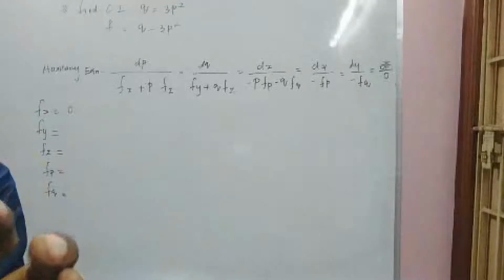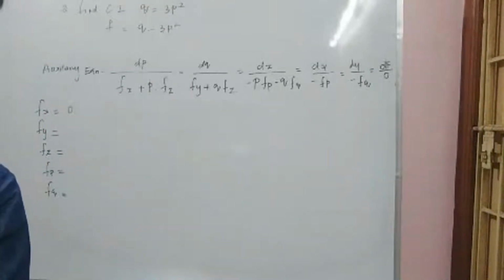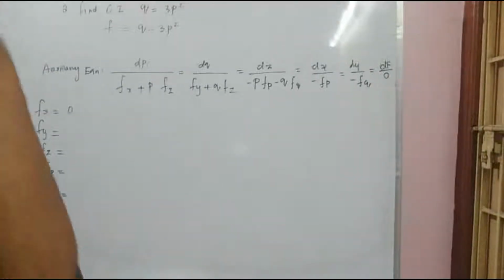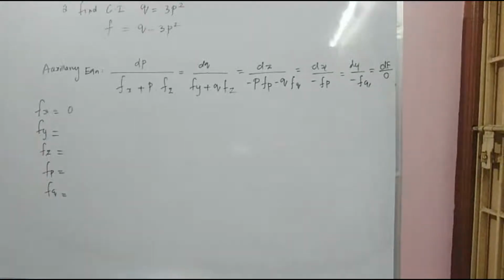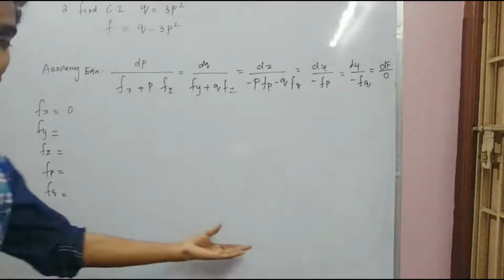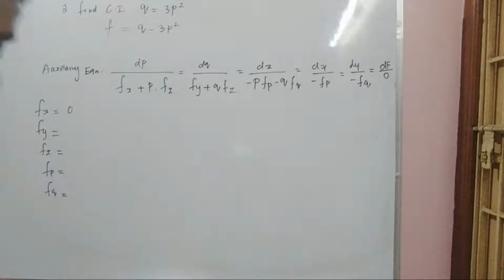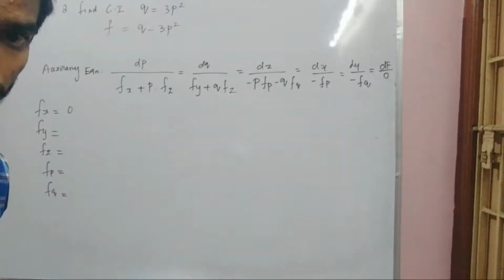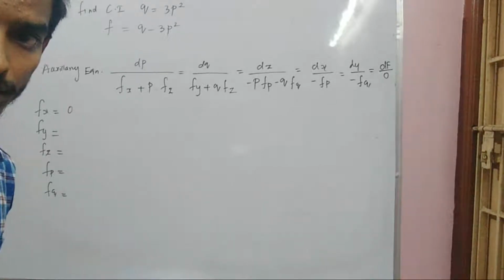Is it okay now? Please explain how it became a and b. That is just the integration constant. A and b are just integration constants. Is it clear now? Screen is clear.